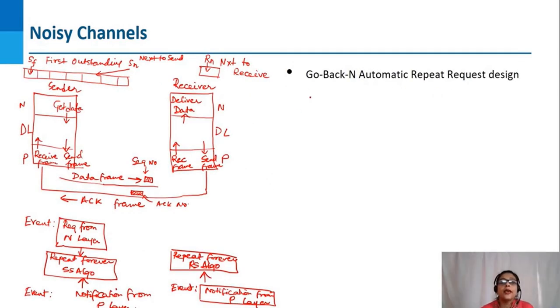This is the go back N automatic repeat request design. In the previous one, we have seen that an acknowledgement is sent for every packet.